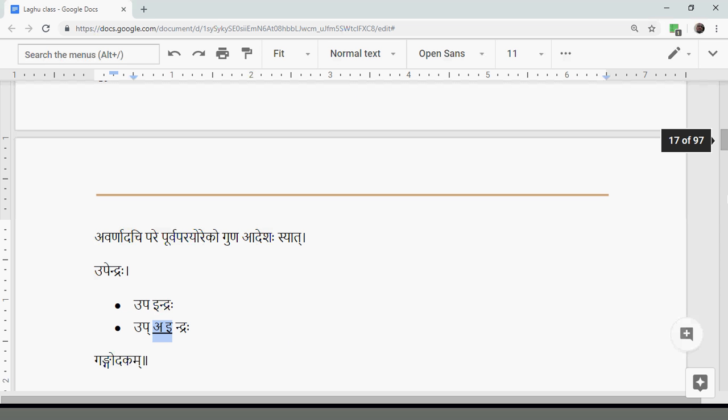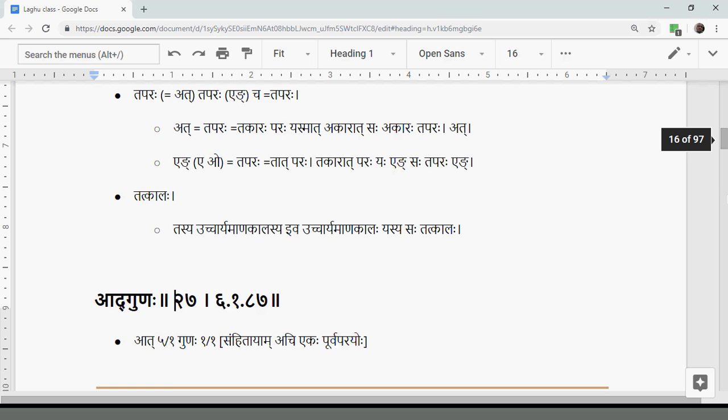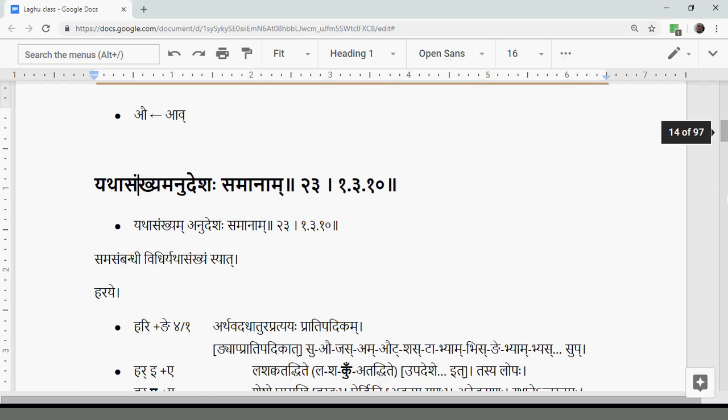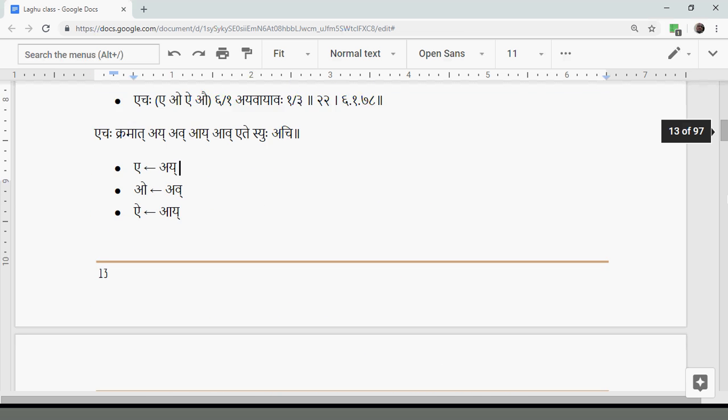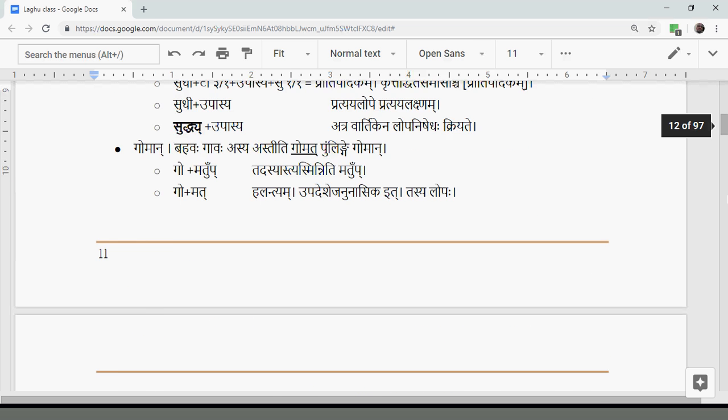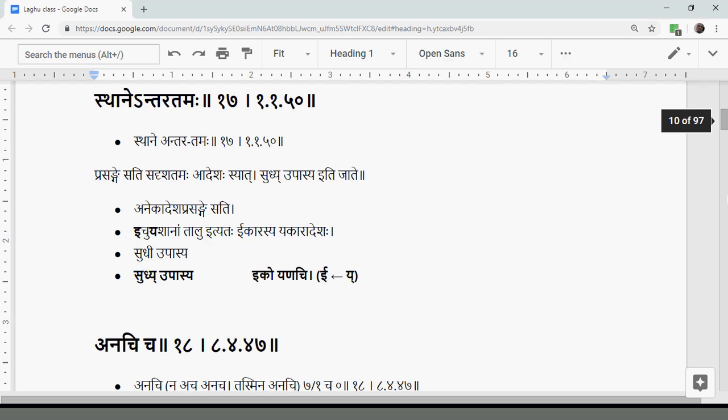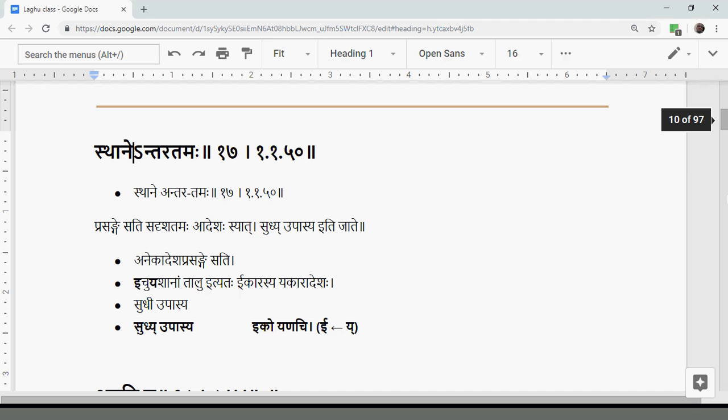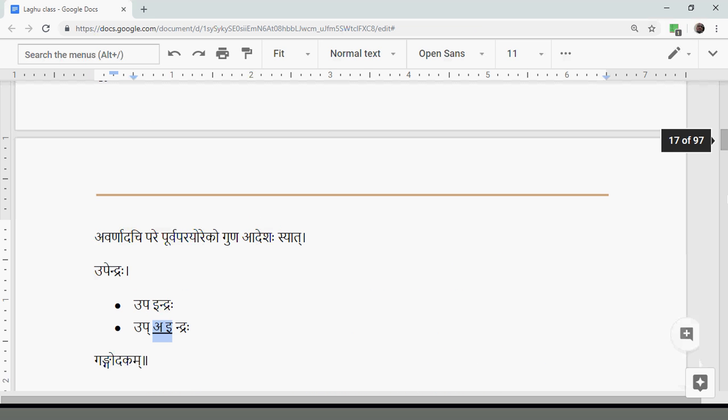What is the guna for akara and ikara? Now you have to see the sutra that we saw earlier as to how to interpret the adesha. One is yatha sankhya manudesha samana. Then there is the earlier sutra where we saw how to identify the equivalence: sthane antaratamaha. So antaratamattva has to be seen between the sthani and the adesha, that is, between akara, ikara and guna. On one side we have akara and ikara, and on the other side we have guna, which is a, e and o. So one of these, akara, ekara or okara, will be the adesha for both akara and ikara.